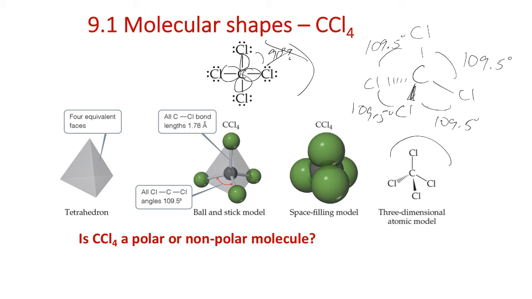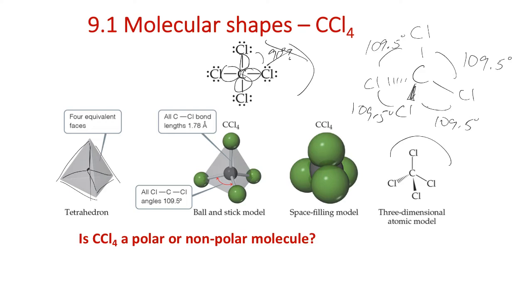Now, the name tetrahedron doesn't actually come necessarily from the four chlorines in the molecule. It actually comes from the structure you get having four sides to a pyramid. So in this tetrahedron, you'd have a carbon atom in the middle and then the four bonding pairs at the wedges of this pyramid structure. So the tetrahedron is just the four equivalent-sided pyramid you get from the connection of the chlorine atoms.